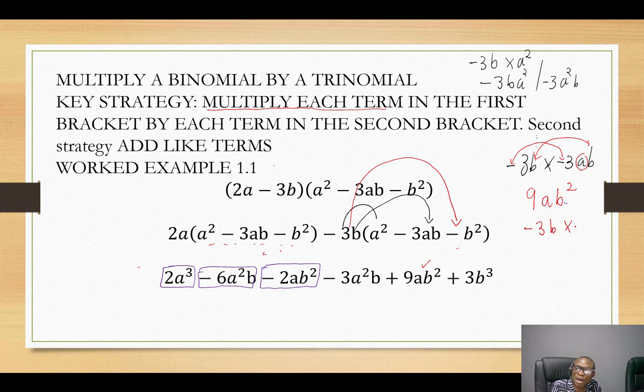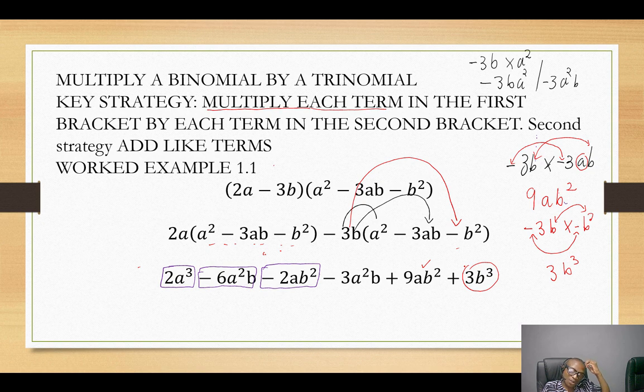times minus b squared. We know that negative times negative, it's positive. So I'm going to have 3b times b squared, it's b cubed. So it's 3b cubed, which is this one. So yeah, I think we are getting there.